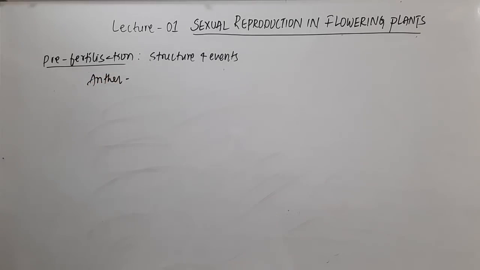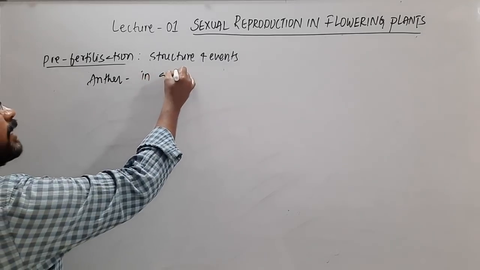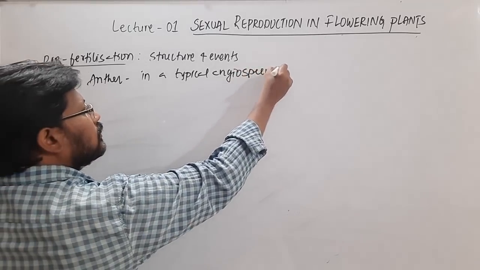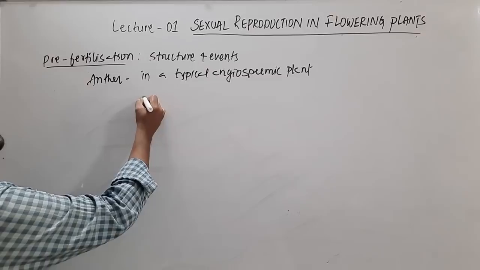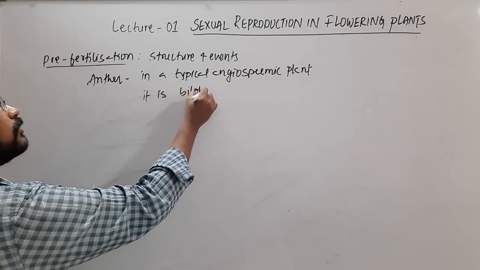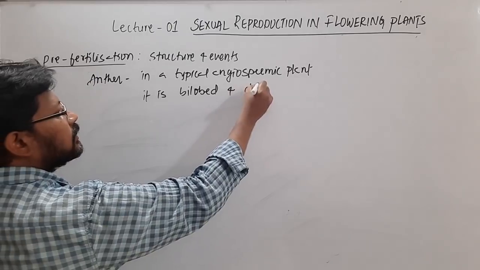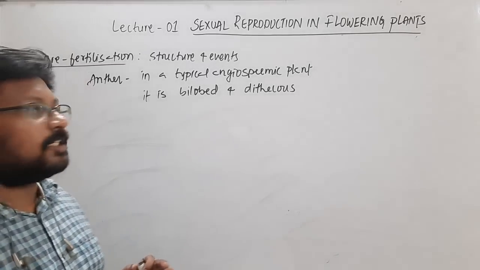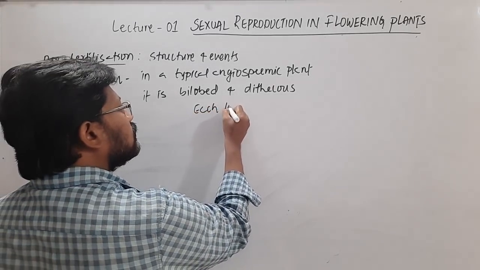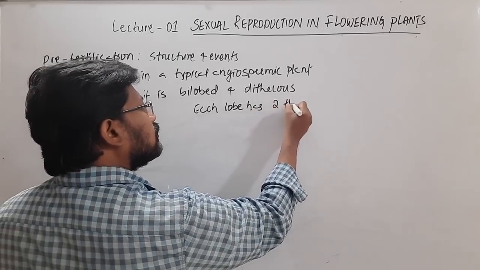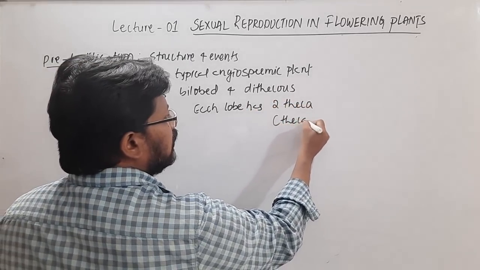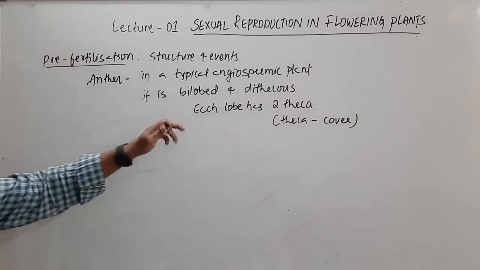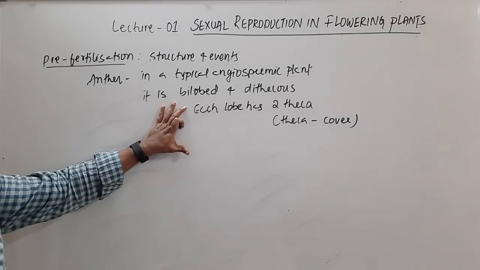Right. Now this anther in a typical angiospermic plant is bilobed, so it has two lobes, and it is dithecous. So each lobe has two theca. The word theca means cover, right? So each lobe shows two covers, which we call the theca here.